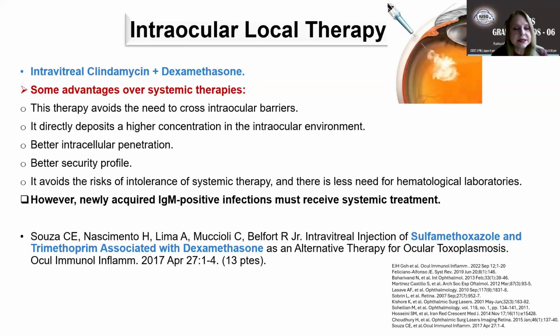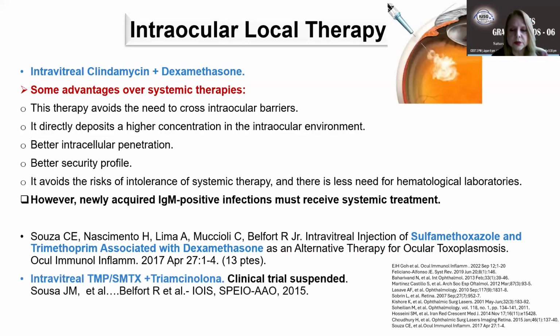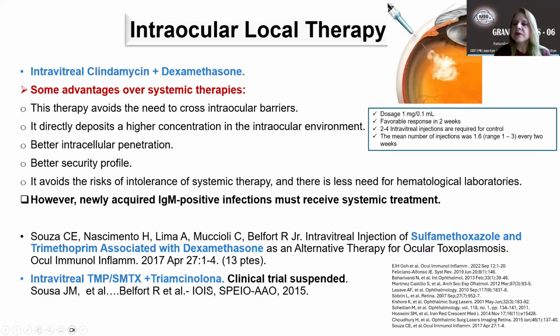There is a case series about the use of sulfamethoxazole and trimethoprim associated with dexamethasone with good results, but triamcinolone is not the best option because of the toxicity of this medication. Dr. Belfort showed us they had to suspend a clinical trial because of this toxicity. Here are the doses for this therapy.